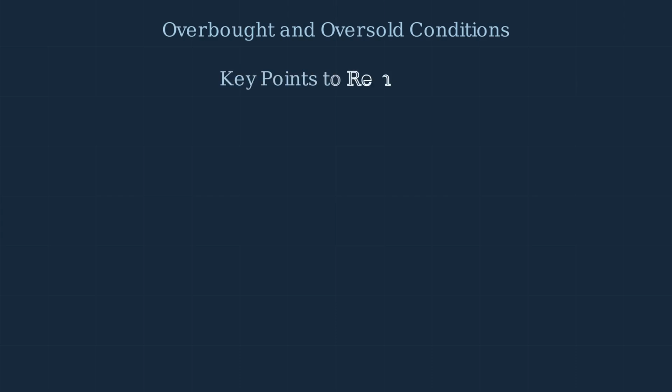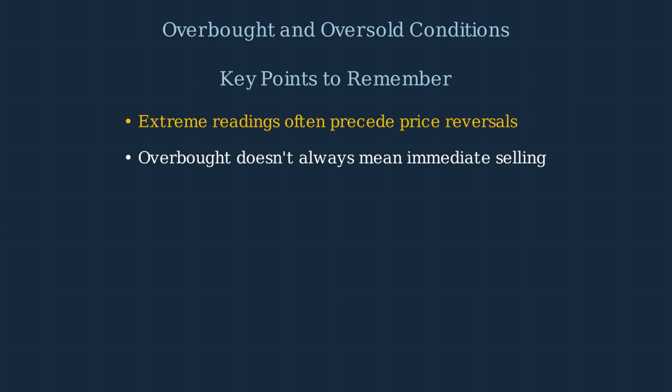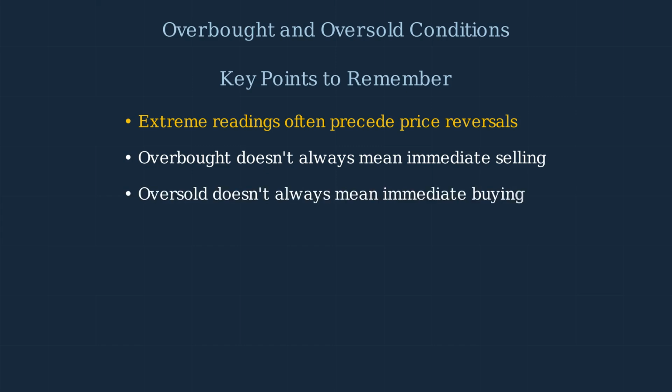Let's summarize the key points about overbought and oversold conditions. First, extreme oscillator readings often precede price reversals, making them valuable predictive signals. However, overbought doesn't always mean immediate selling is required. Markets can remain overbought during strong uptrends. Similarly, oversold doesn't always signal immediate buying. Markets can remain oversold during persistent downtrends.